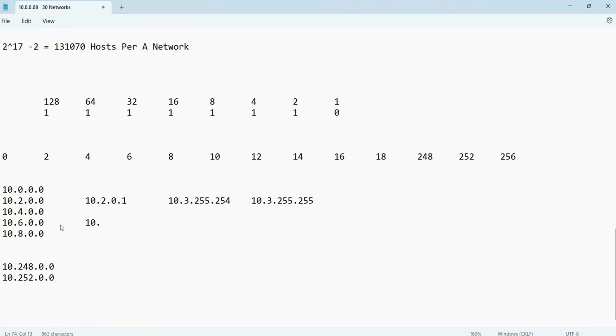Okay, so let me go back over here and take a look at number 6. So 10.6.0.1 is the first host. What is the last host? The next network is 10.8.0.0, so it's 10.7, right?